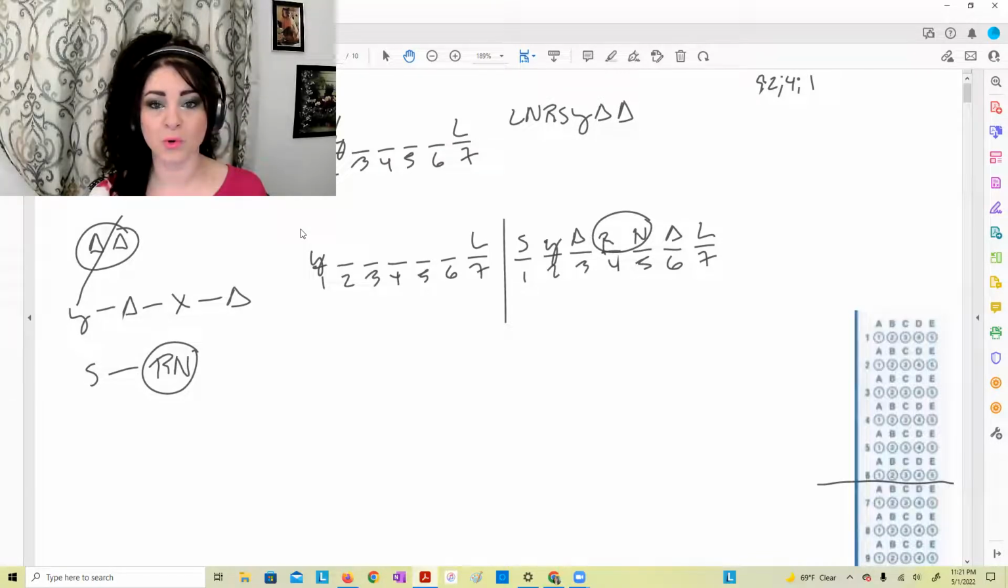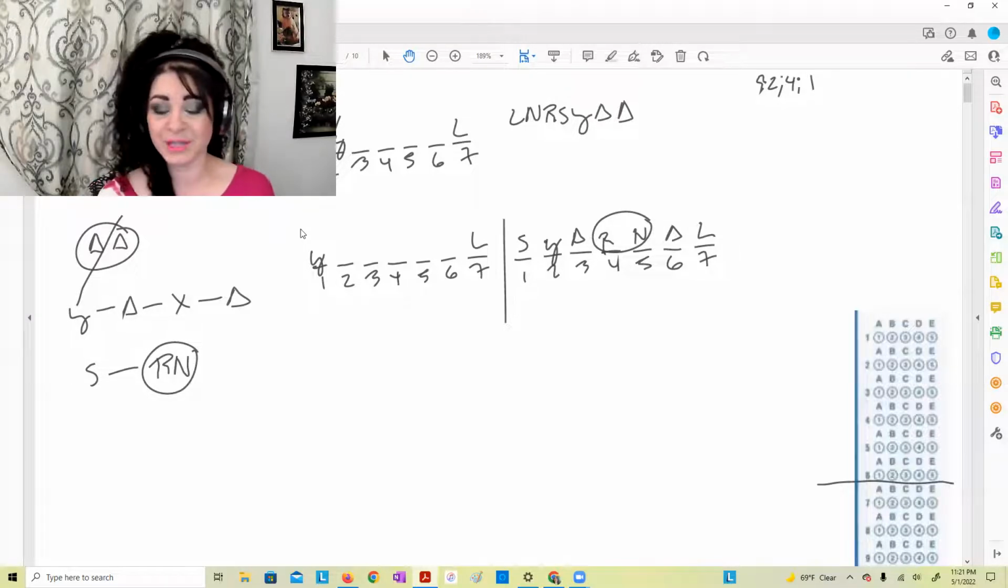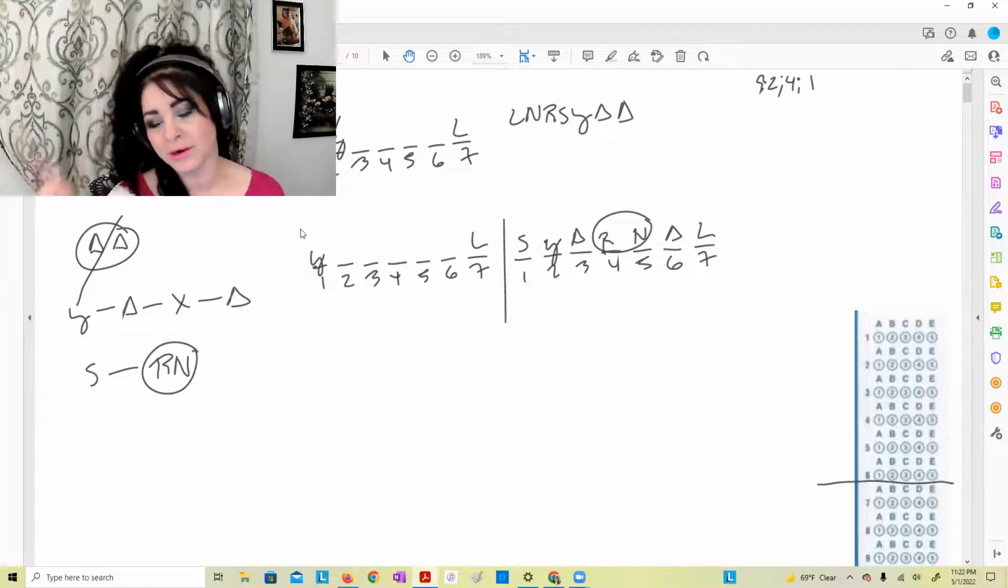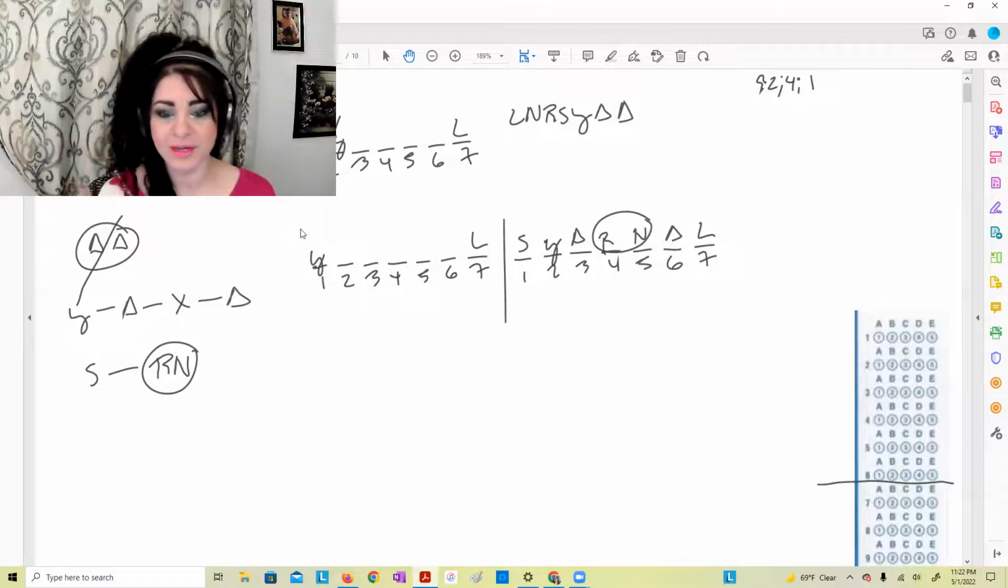So now we have our whole right side board or template. We have it all pretty much distributed. There's only 2 possibilities. It could be S, Y, break, R and N, and then break and L, or S, Y, break, N and R, and then break and L. That's it. We just have 2 possibilities.